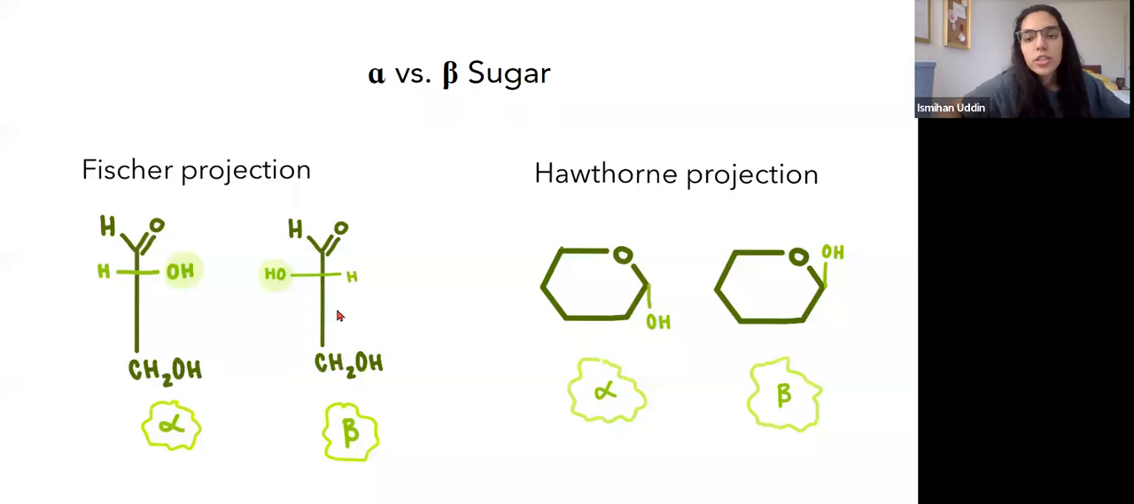We also have to look at Haworth projections as well. Here we would look at the anomeric carbon, which is C1. If the hydroxyl group is pointing down, we have an alpha sugar, and if it's pointing up, we have a beta sugar. So a little bit different with the Haworth projections, but again with the Fischer, it's just which group we're analyzing, the farthest or nearest chiral center.